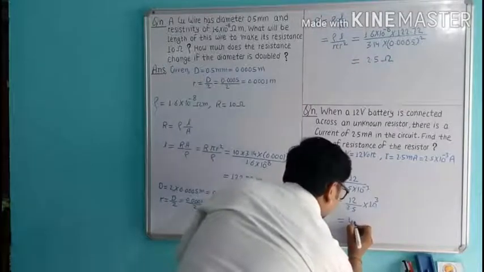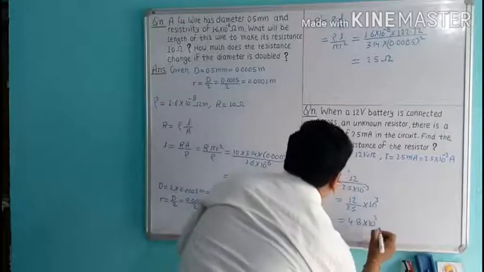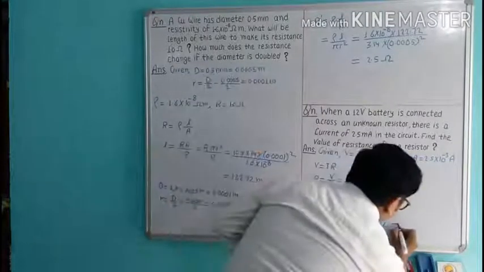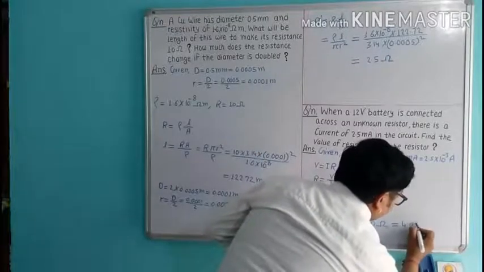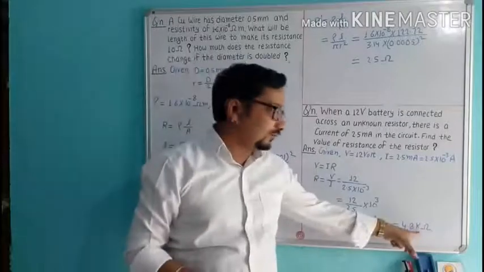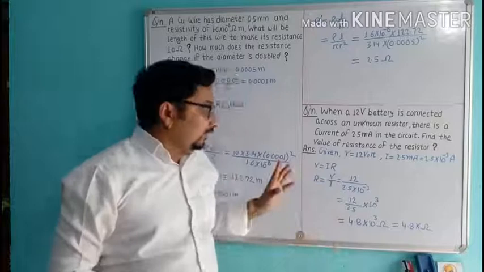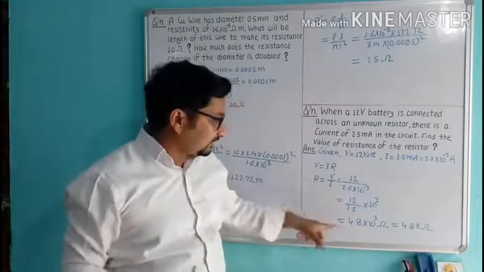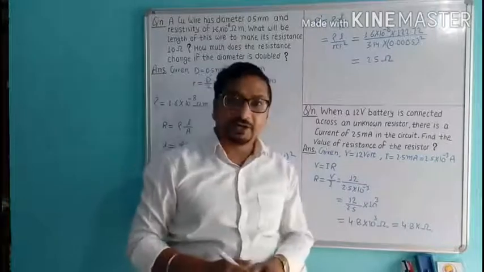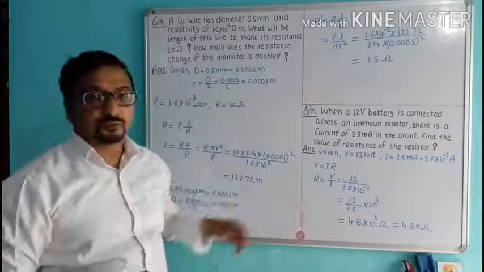We will get 4.8 into 10 to the power 3 ohm, or we can say it 4.8 kilo ohm, since we know that in 1 kilo ohm there is 1000 ohm. So we can write the answer is 4.8 into 10 to the power 3 ohm or 4.8 kilo ohm. Okay, so this is the solution of this question.